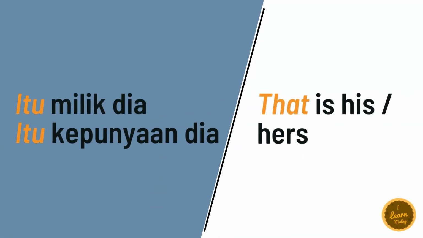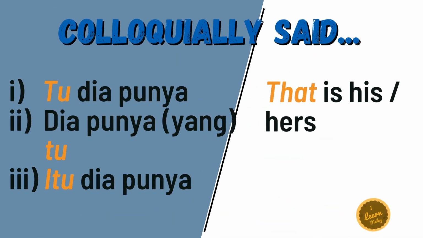Itu milik dia. Itu kepunyaan dia. Colloquially we say tu dia punya. Itu dia punya. Dia punya yang tu. Dia punya tu. Notice that itu becomes tu and we drop the word yang altogether. This is not strange because colloquially many words are dropped or abbreviated based on context. All the above mean that is his or that is hers.